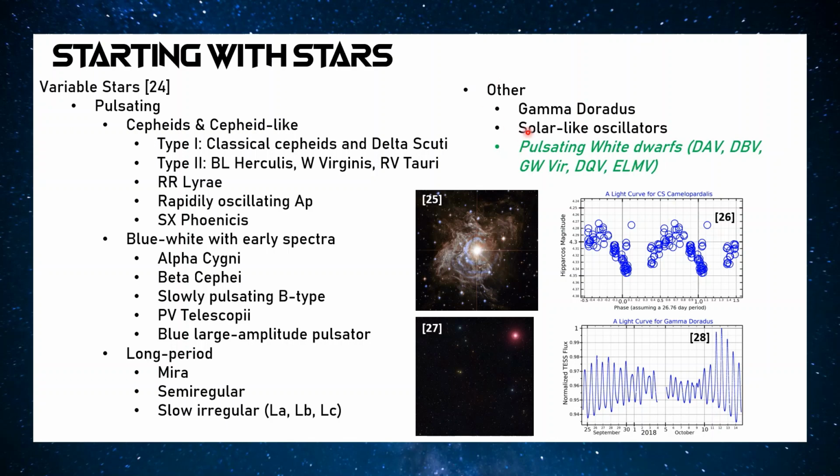Over on the other types of pulsating stars, there's Gamma Doradus. They have variations due to non-radial pulsations. They're solar-like oscillators that oscillate the same as the sun due to turbulent convection of outer layers. And then there's things called pulsating white dwarfs. We'll go more into what white dwarfs are later, but there's different kinds: DAV, DBV, GW Vir, DQV, and ELMV. And they're white dwarfs that pulsate due to gravity waves.